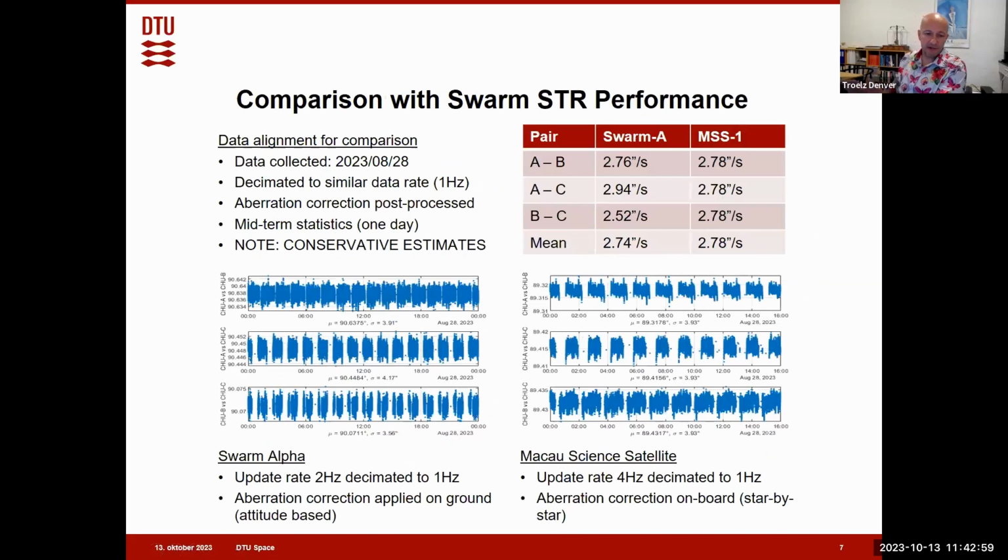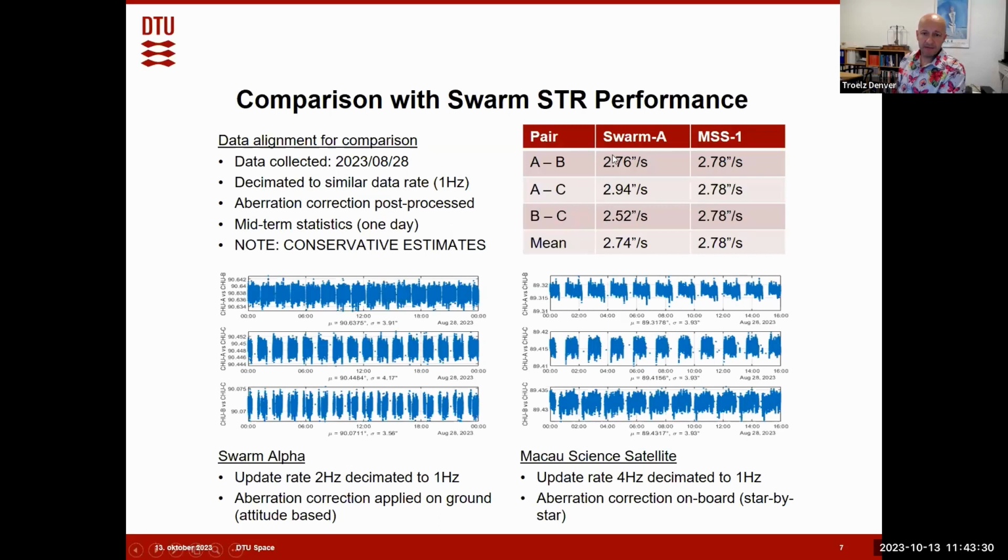So how does this compare with Swarm? I took Swarm data from the exact same day. I tried to align the data sets. Swarm is operating at 2 Hertz, so I decimated to 1 Hertz using averaging. Also, I used the Macau data, MSS1 data, and converted them also to 1 Hertz data. I did aberration correction on the Swarm data. This is not done in flight. This is done as post-processing on the ground.